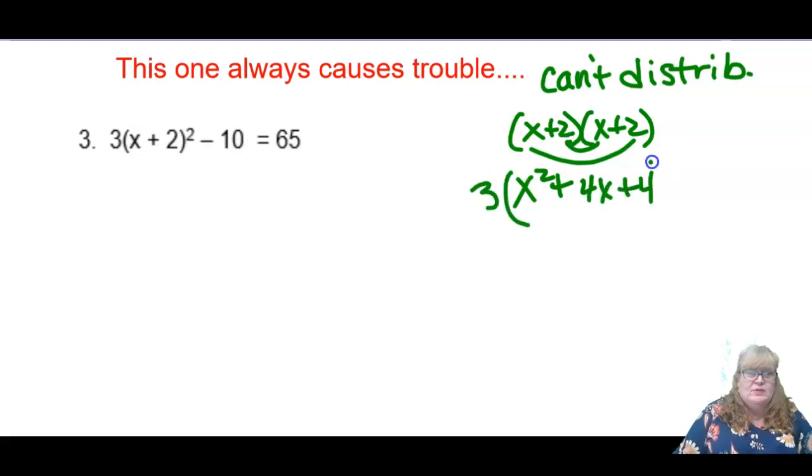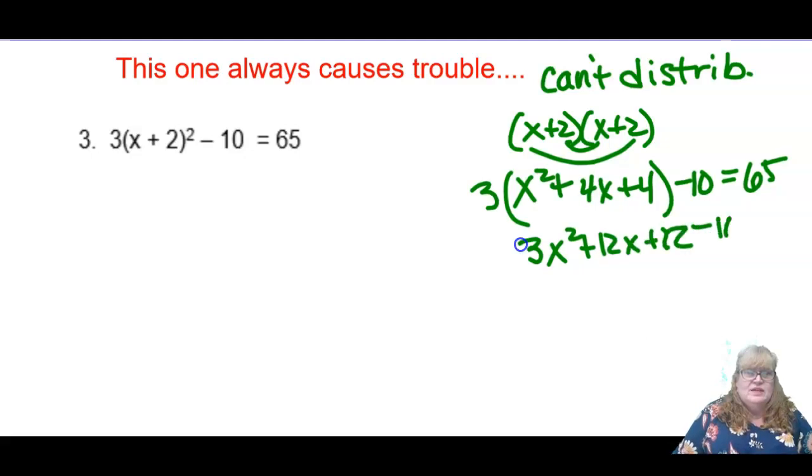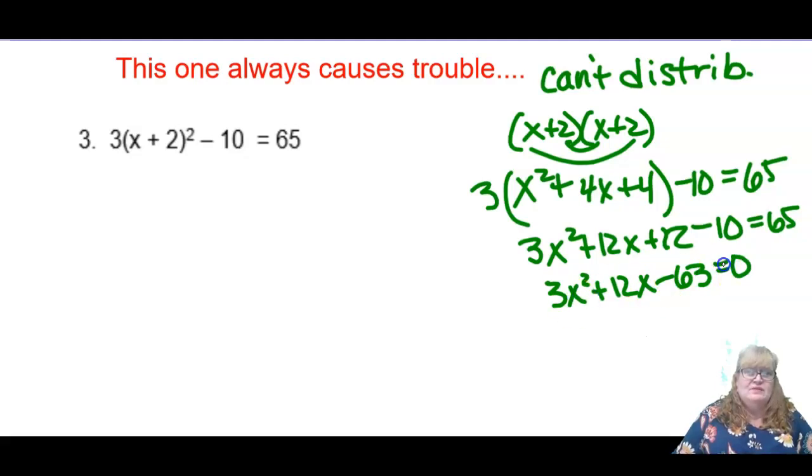That's all multiplied by a 3. Then I have a minus 10 equals 65. I'd get 3x squared plus 12x plus 12 minus 10 equals 65. If I made it equal to 0, I'd have 3x squared plus 12x. 12 minus 10 is 2. If I subtract 65, I get minus 63. Then I have to take a 3 out, and then I have to factor. Phew, it's giving me a headache.